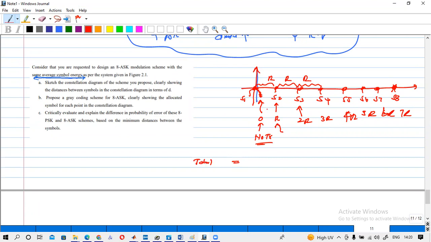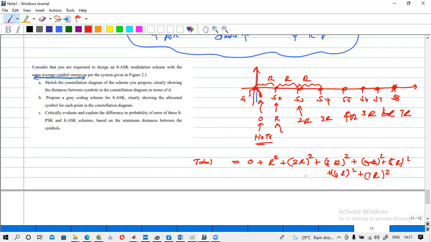So total energy will be 0 for the first symbol, because it doesn't have any energy. The amplitude of this one will be R, so we will have R square energy. The amplitude of the second one is 2R, so we will have 4R square energy, and then 9R square, 16R square, and 25R square.